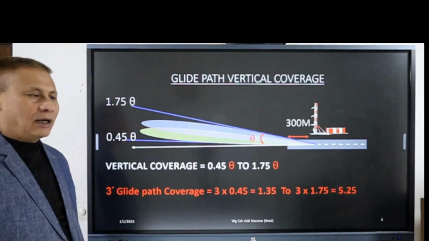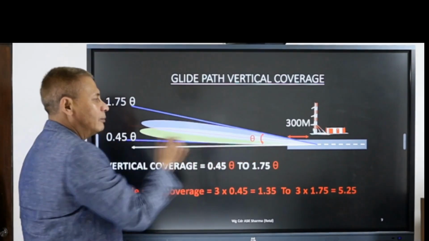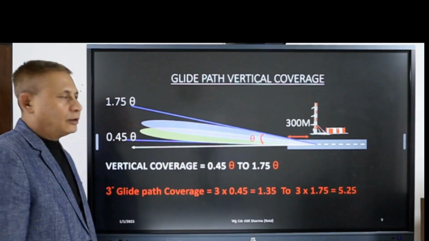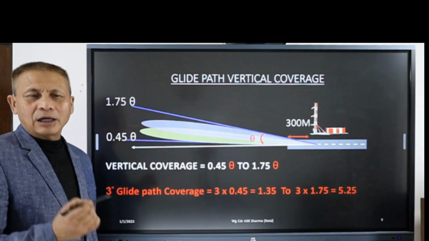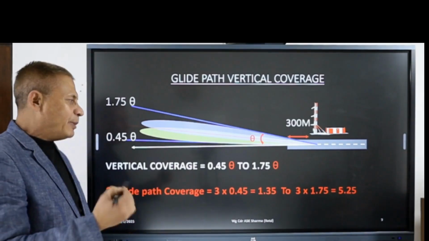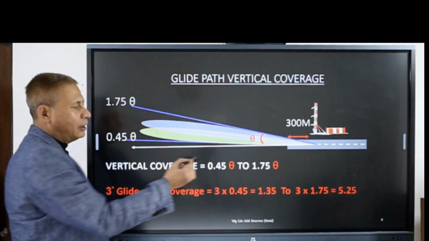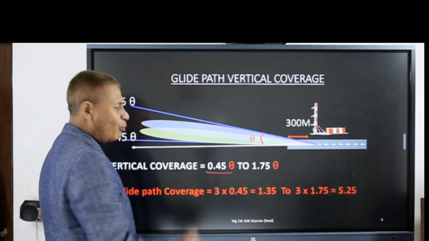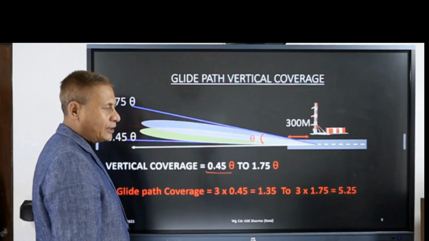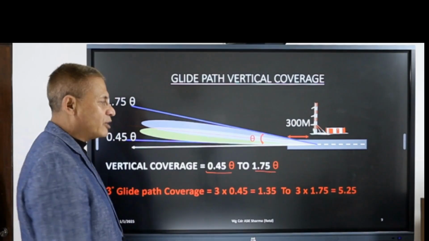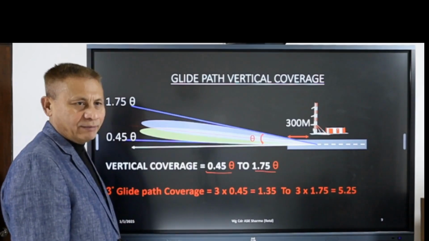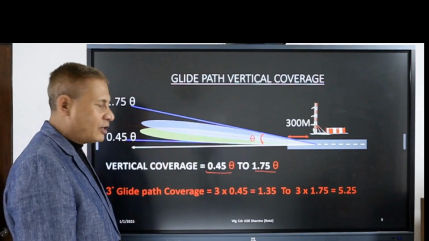As far as the coverage of this lobe is concerned, this coverage depends upon the glide path angle theta. The minimum angle up to which one can receive the glide path signal is 0.45 of theta, and it can receive up to a maximum of 1.75 theta. That is the glide angle.